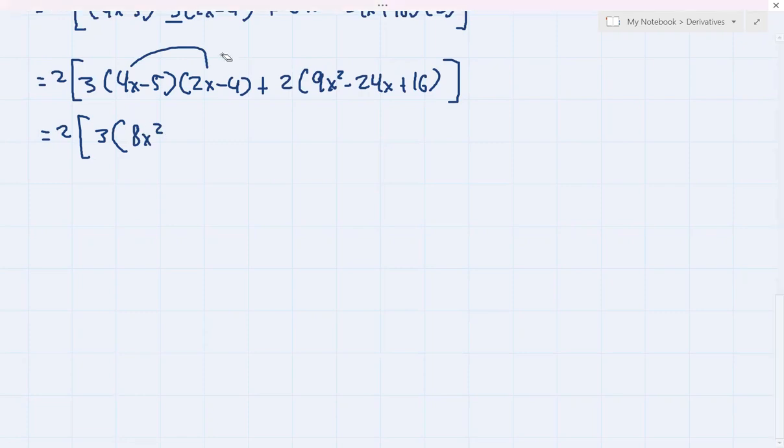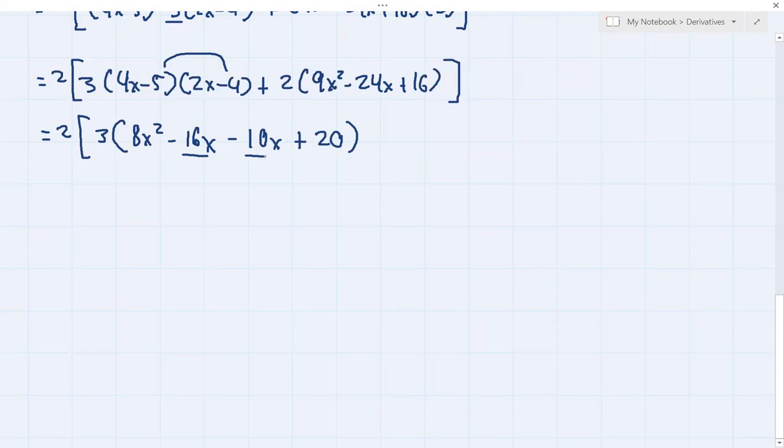Then next, multiply the outer terms. So 4x times negative 4. So we have negative 16x. Next, multiply the inner terms. So negative 5 times 2x becomes negative 10x. Then last but not least, multiply the last terms. So negative 5 times negative 4 becomes positive 20. That's it.